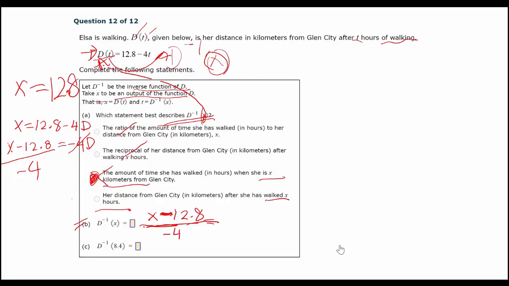The next question is to evaluate the inverse function when X becomes 8.4. So that will be 8.4 minus 12.8 divided by negative 4. And if you do that, the answer you will end up with is 1.1.